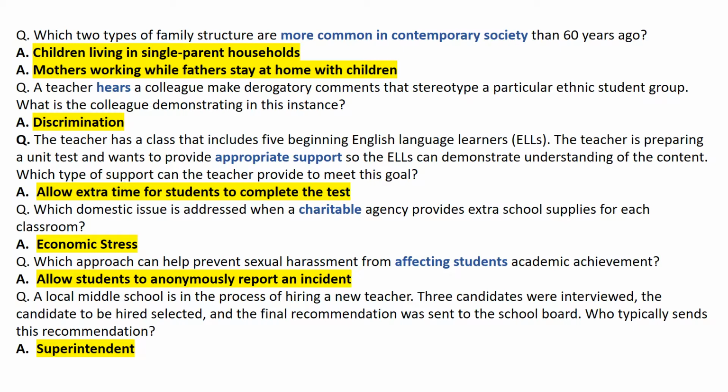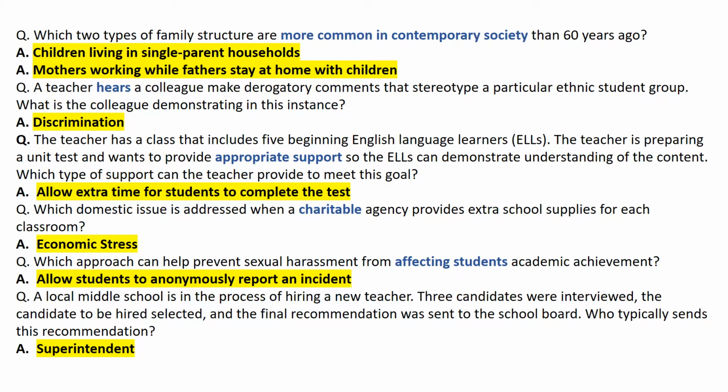The teacher has a class that includes 5 beginning English language learners. The teacher is preparing a unit test and wants to provide appropriate support so the ELLs can demonstrate understanding of the content. Which type of support can the teacher provide to meet this goal? Allow extra time for students to complete the test. Which domestic issue is addressed when a charitable agency provides extra school supplies for each classroom? Economic stress. Which approach can help prevent sexual harassment from affecting students' academic achievement? Allow students to anonymously report an incident.